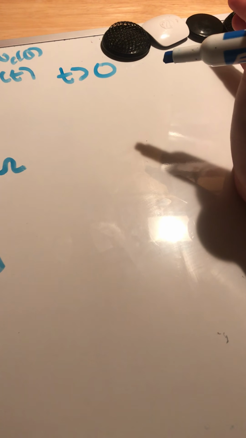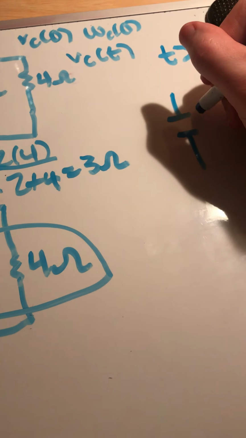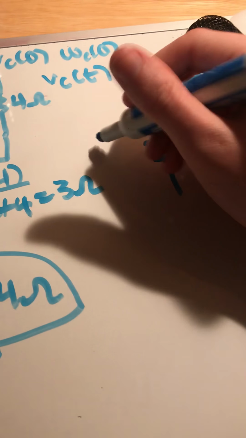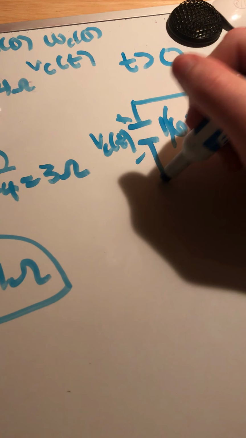And then we can take t is greater than 0, which is when the switch is open and the circuit is modified. But for it to be useful, you'd use the right side of the circuit, not the left side, because the left side is kind of useless to us. So you do 1/6 F, VC of t. This would be 12 ohms and 4 ohms. You can see that these are in parallel, which we already did before, and we know that that is the Req, that is equal to 3 ohms.